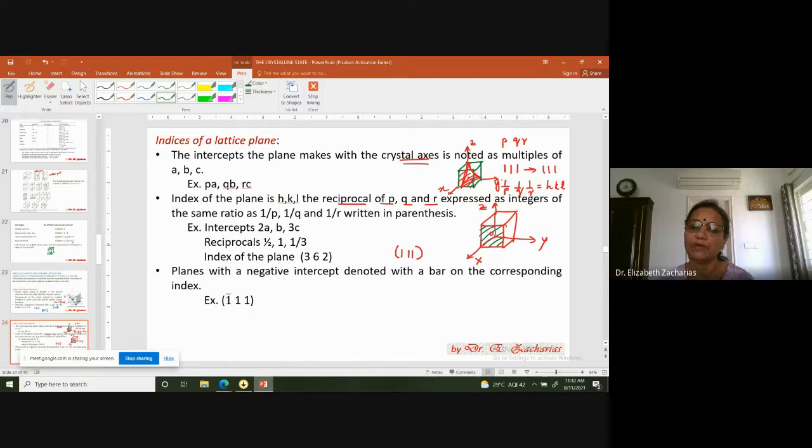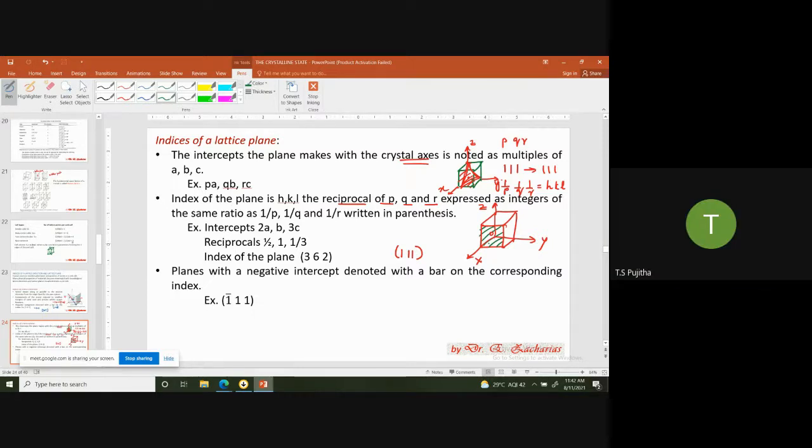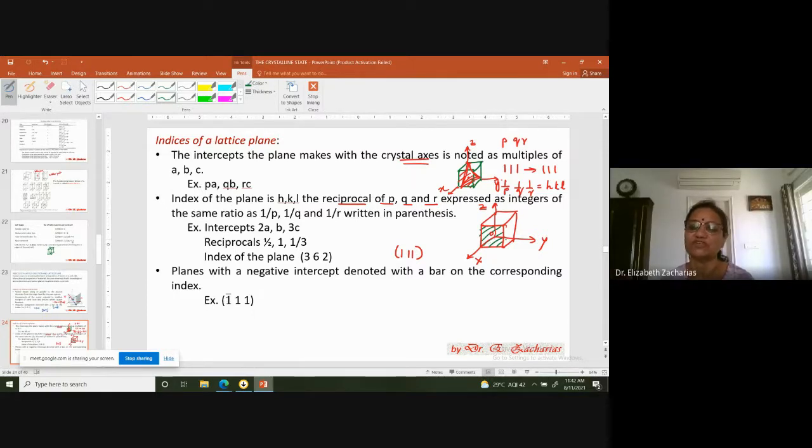This green marked plane is parallel to which plane? XY, YZ. Yeah, YZ. It is parallel to the YZ direction. So that means it is going to cut only the x-axis. So the intercept is going to be 1. It is not cutting the y and z, so the intercept is infinity and infinity.